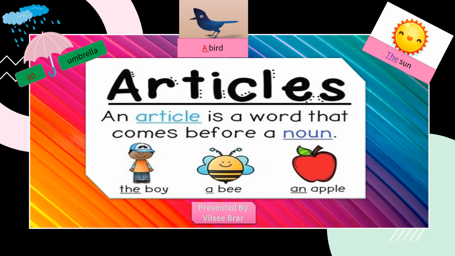What are English grammar articles? An article is a word that is used before a noun to show whether the noun refers to something specific or not. A, an, and the are articles. Before we do articles, we must know about vowels and consonants.